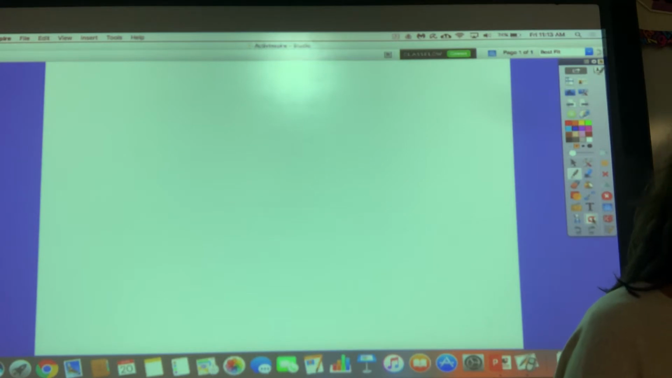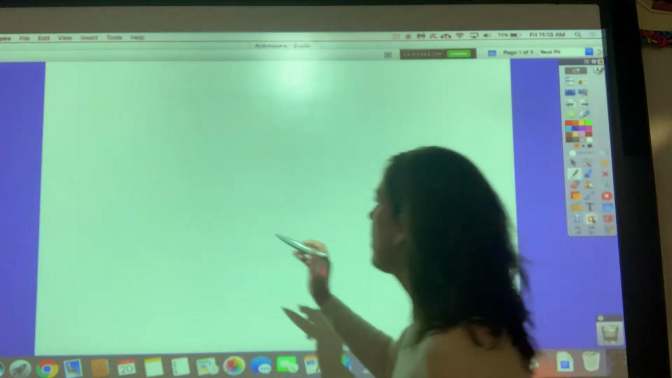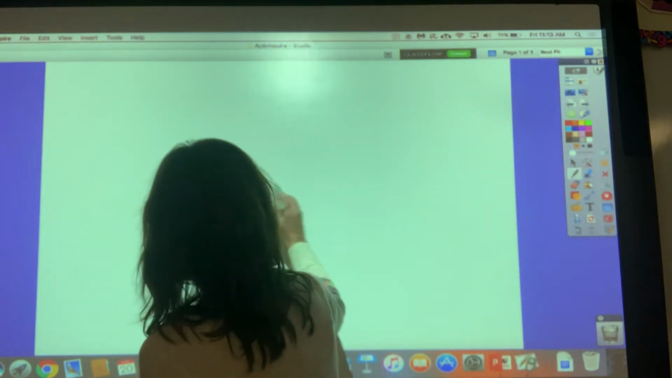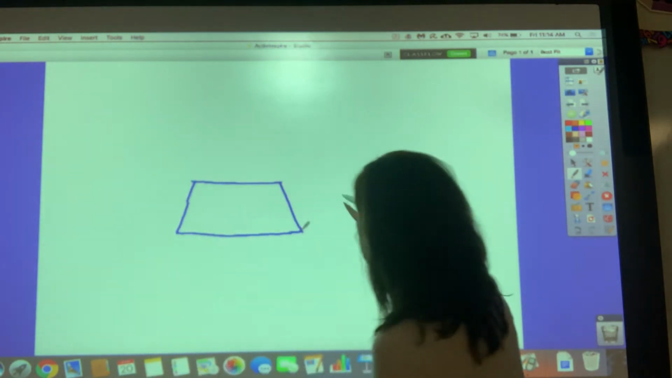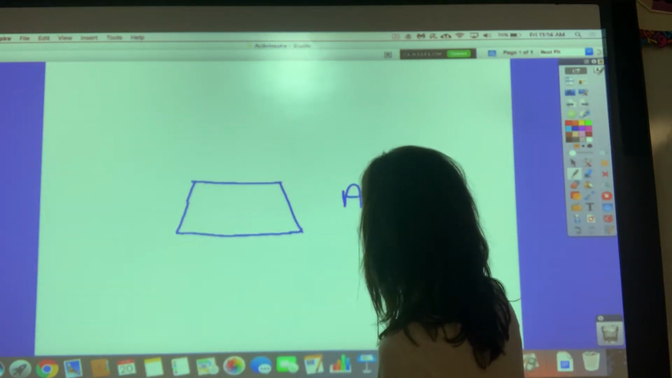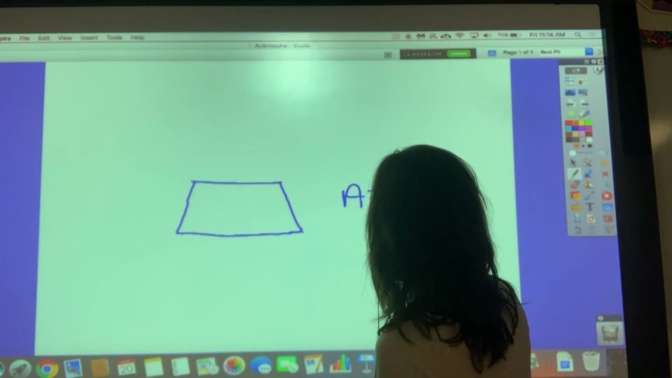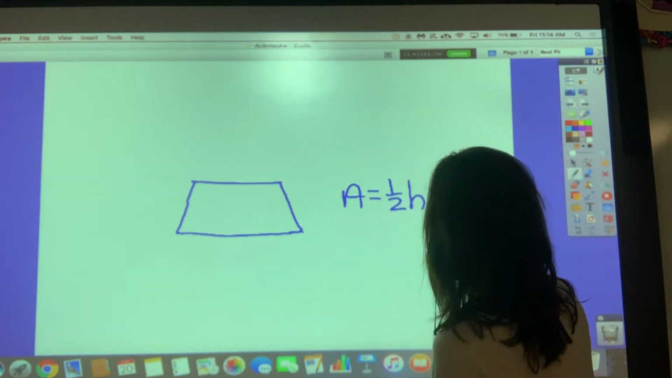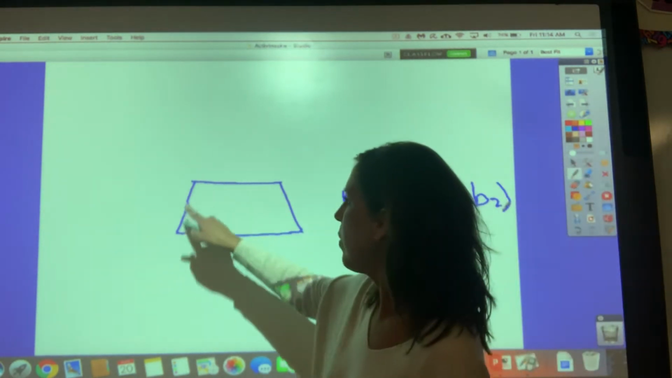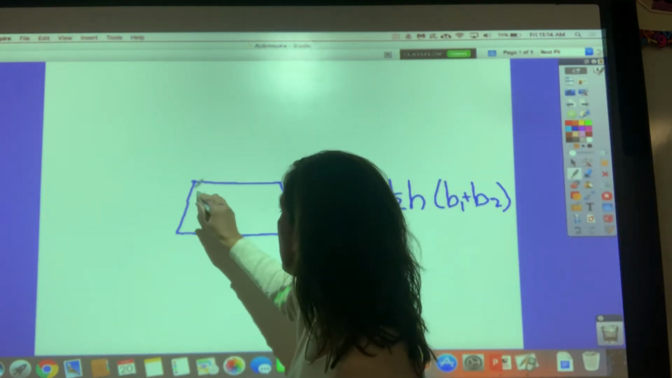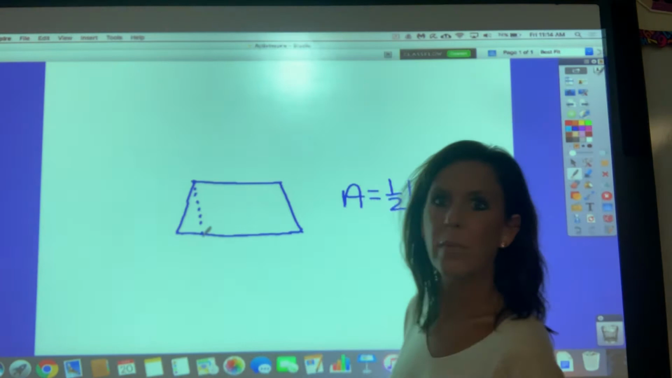And let's see which one we want to do. Okay, let's do this one. All right, so we have a trapezoid, okay? And again, remember the formula for it is area equals half the height times the addition of the two bases, okay? And again, base sub 1, base sub 2, and our height is gonna be inside here, okay?